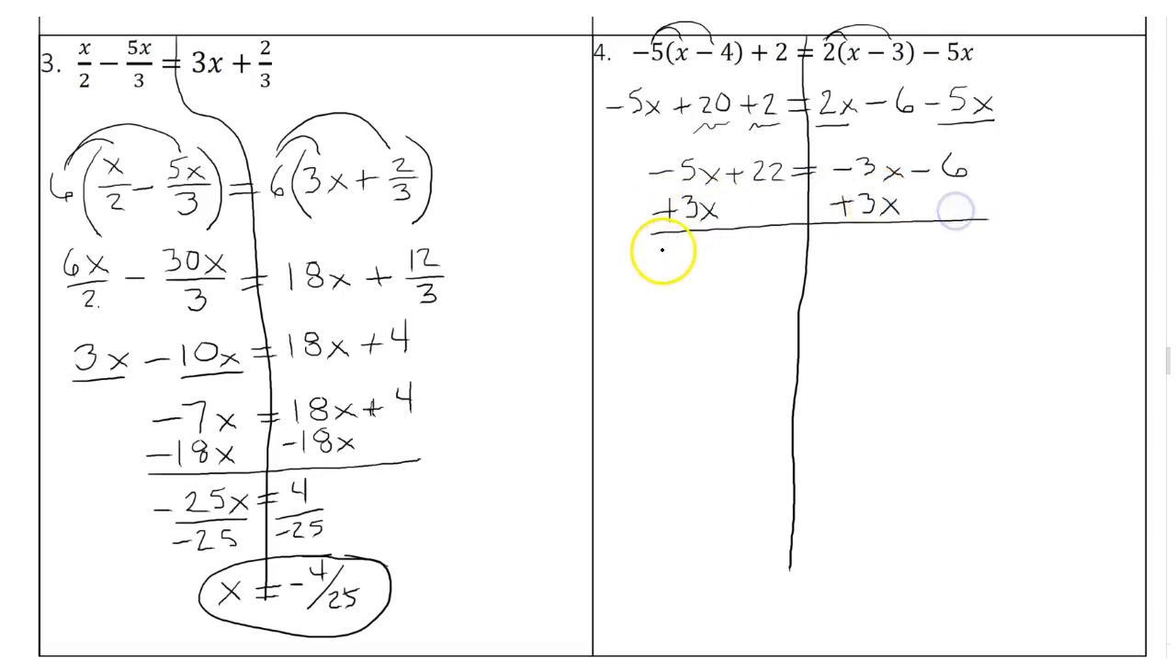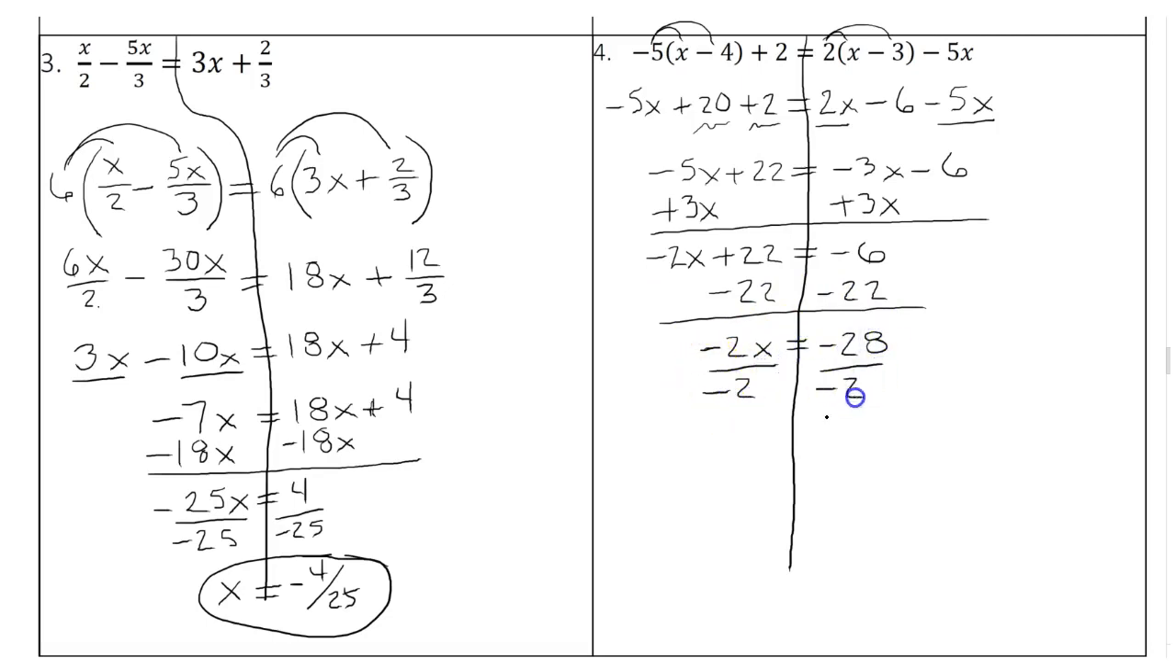This gives us negative 2x plus 22 equals -6. Now subtract 22 from both sides of the equation. This gives us -2x equals -28. Divide both sides by -2. The solution then is x equals +14.